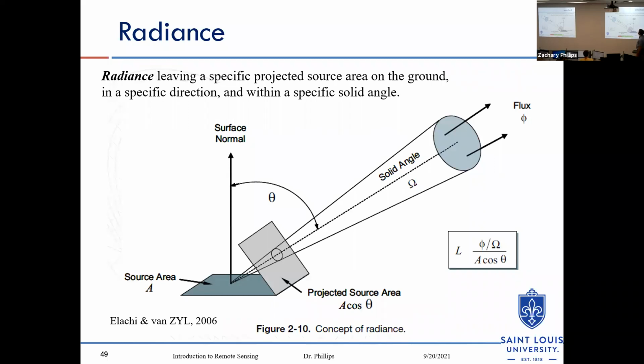And we have our flux divided by the solid angle. So the solid angle is what is in between here. And rather than being thought of as a 2-dimensional angle, it's a 3-dimensional angle. So it's more like a cone. And this is expressed as an area as well.